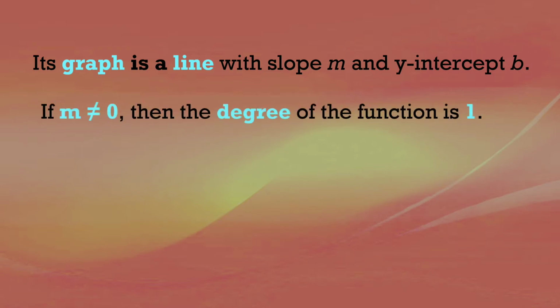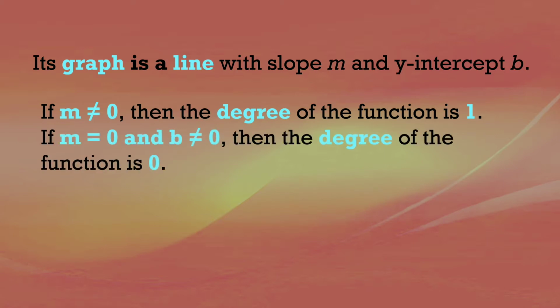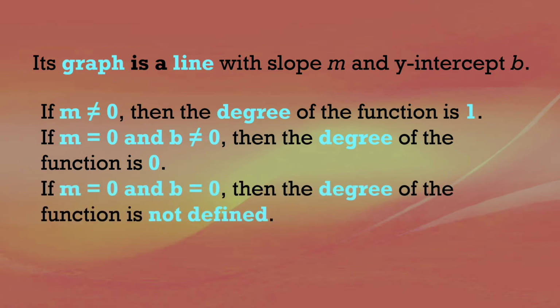So, if M is not equal to 0, then the degree of the function is 1. If M equals 0 and B is not equal to 0, then the degree of the function is 0. If M equals 0 and B equals 0, then the degree of the function is not defined. So, ipapakita ko yan sa inyo.